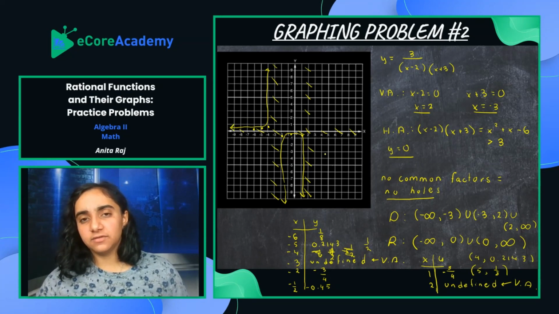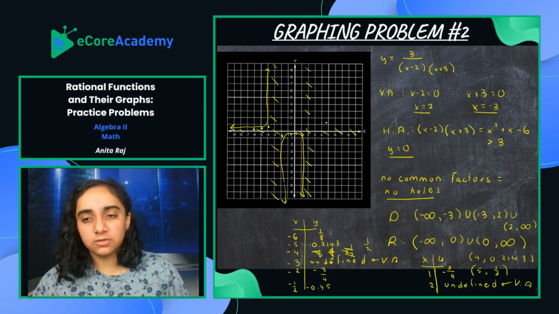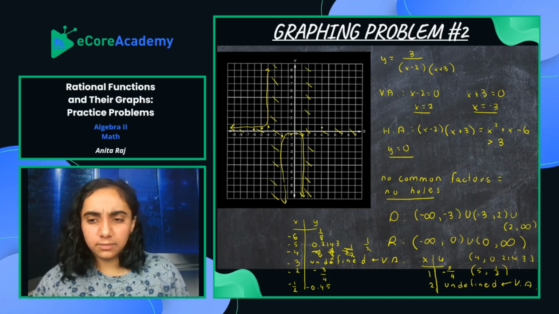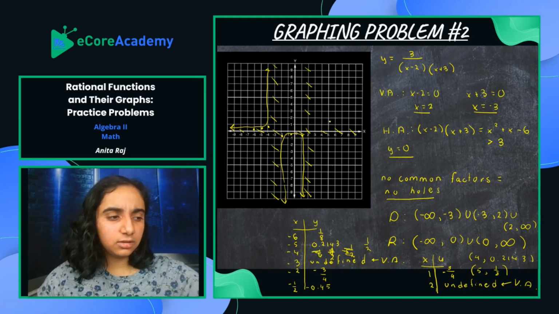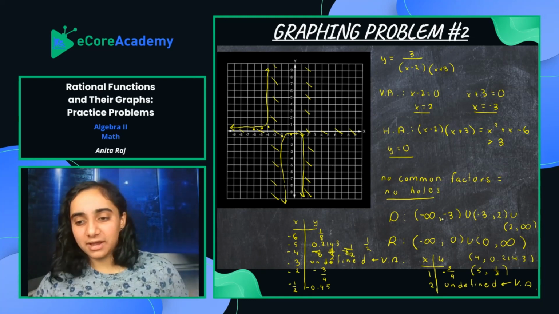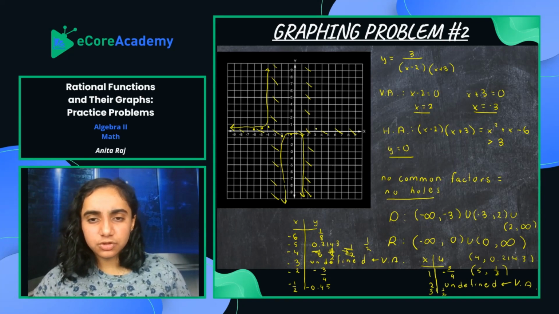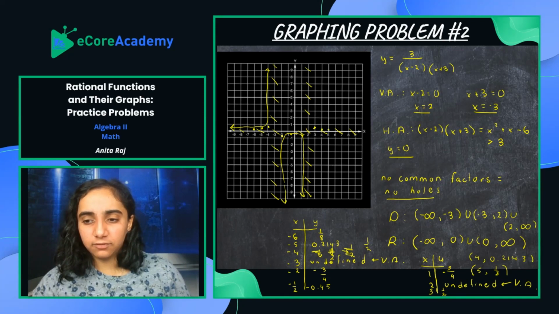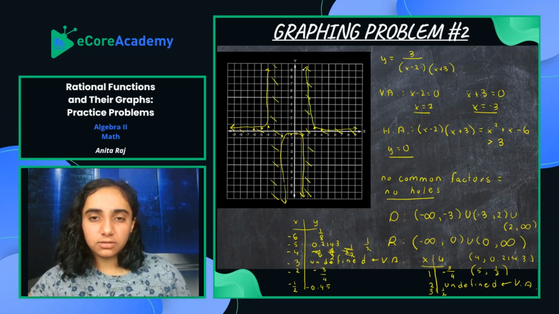At 2, we have an undefined vertical asymptote. Then we have another point at 4, 0.2143, which is about, actually, I skipped 3 by accident. Should have a point at 3, 1/2. So 3, 1/2 is here. Then we have another point at 4 and about 1/5, and then another point at 5, 1/8. This is going to be our other curve, like so.